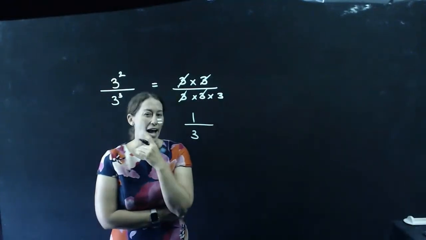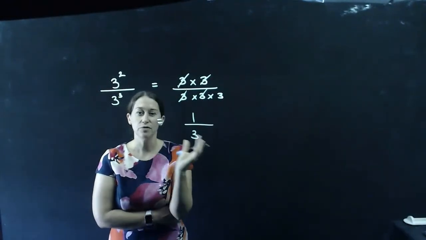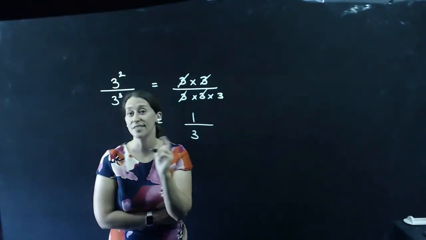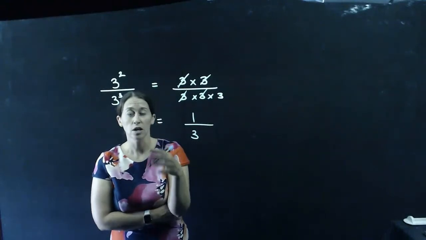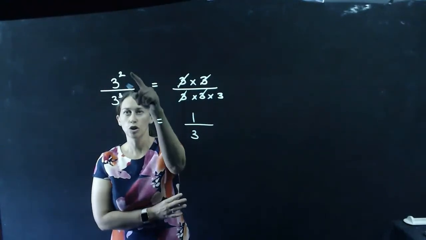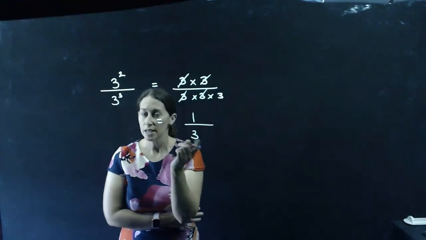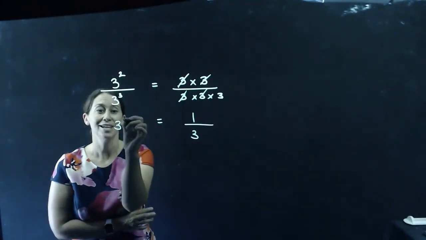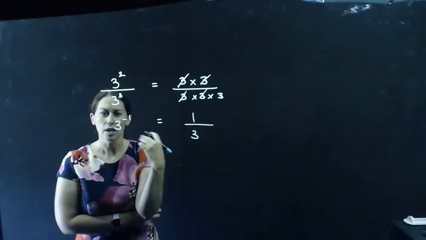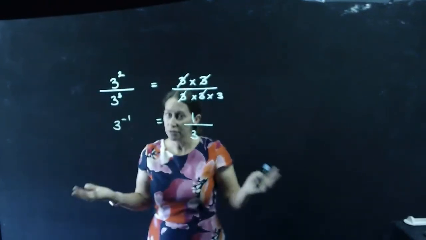Now let's look at the division law. Well, the division law says if you've got the same base, we can subtract the indices or the powers. So let's have a look at this. 2 take away 3 is negative 1. So we're actually left with 3 to the power negative 1, which actually equals 1 over 3.